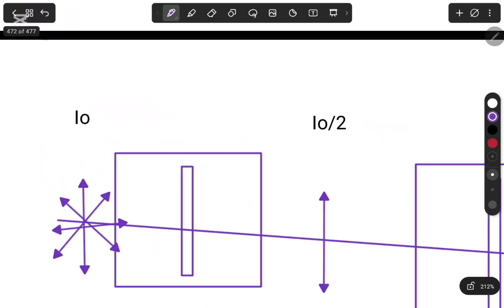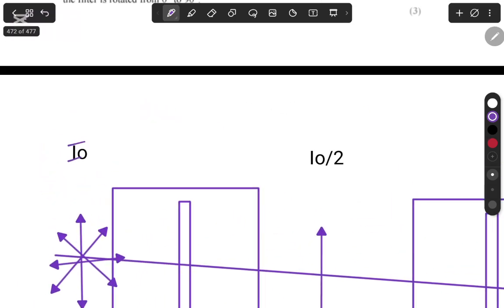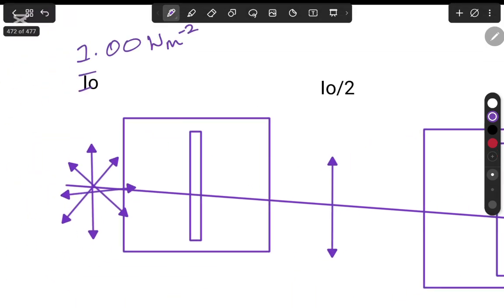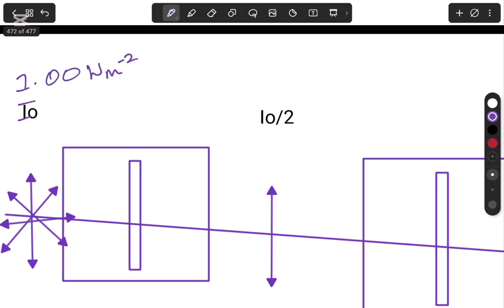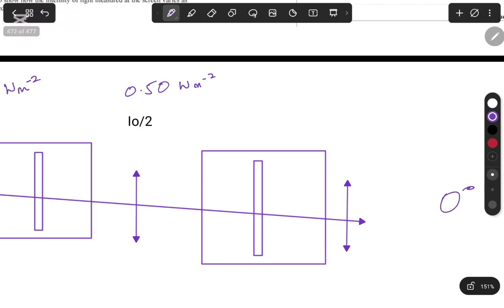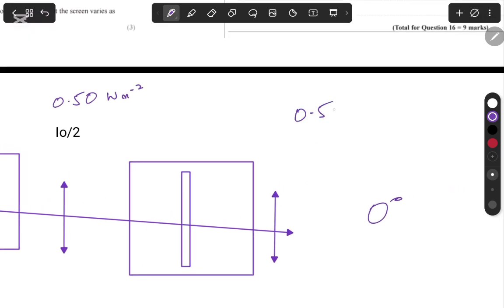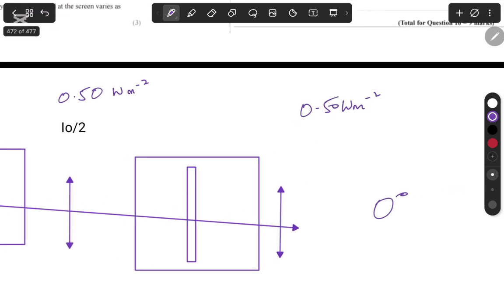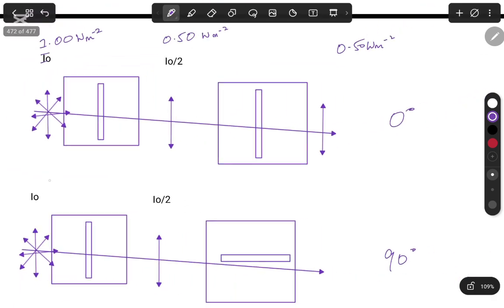Now, we know that the light intensity initially is going to be I naught. And that intensity is 1.00 watts per meter square. And then when the light passes through the first polarizing filter, its intensity is going to be reduced by half. So it's going to be 0.50 watts per meter square. And then the same light will just pass through and it's going to remain at 0.5 watts per meter square. Okay, and the same thing is going to take place down here as well. 0.5 here.